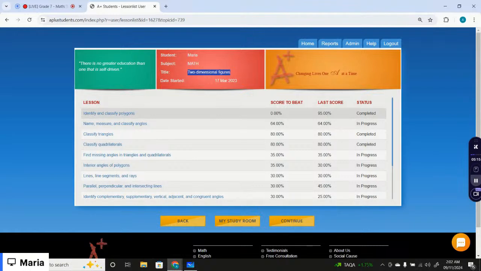Here I am on grade 7 math. The chapter we are on right now is two-dimensional figures. So let's just start with the lesson that is identify and classify polygons. Let's just start with the lesson.